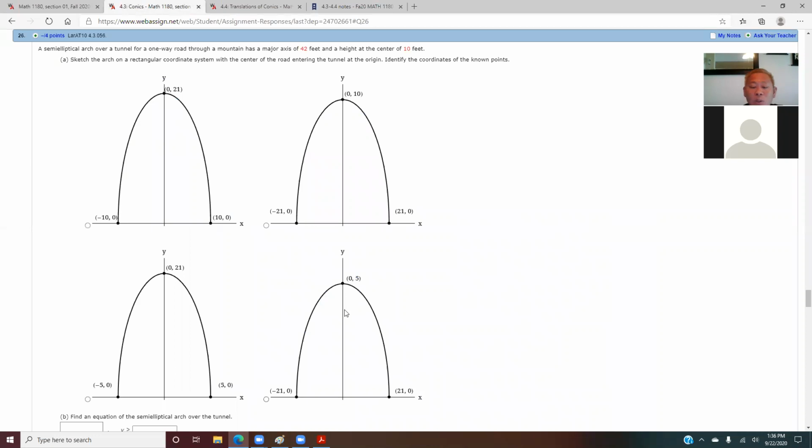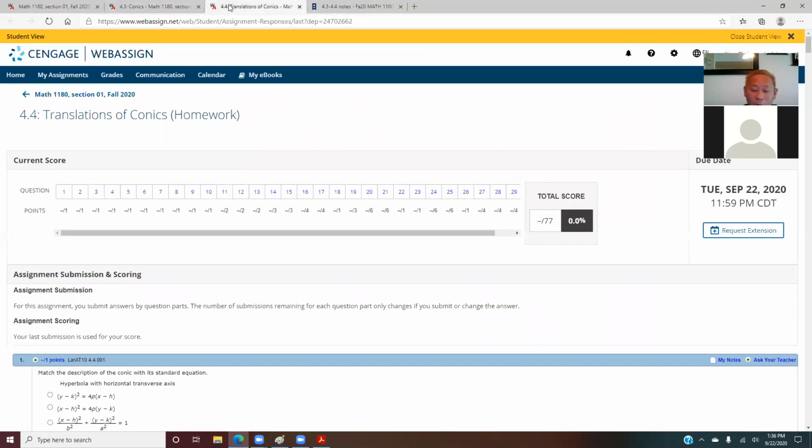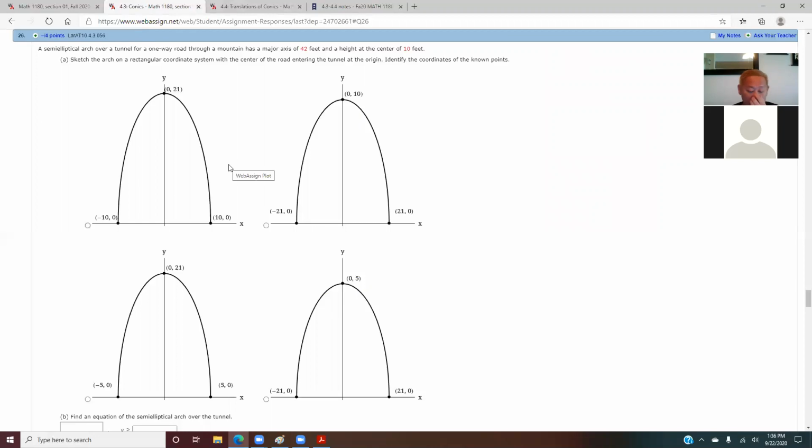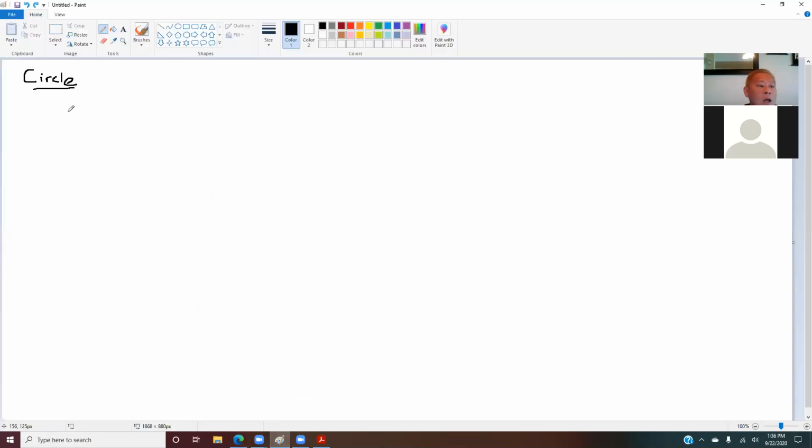Now, what is the difference between 4.3 and 4.4? In 4.3, your conic sections have everything at the origin. Let me give you a little bit of conic sections here. A circle, you guys know circle. A circle has a radius, and let's say your center is at the origin, then your formula is x squared plus y squared equals r squared. So this is 4.3.